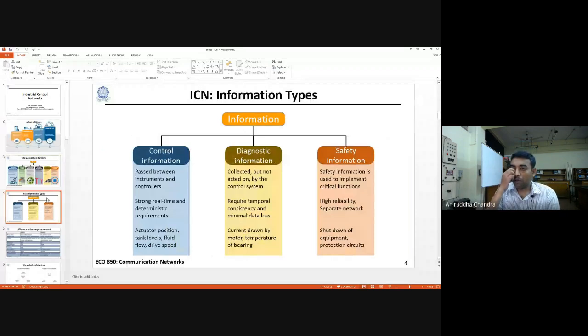Now, let me talk about the information that is passing through the industrial control networks. Well, we have generally 3 types of information. One is control information, the second one is diagnostic information, third one is safety information. Control information is about like the actuators and other things. Diagnostic is about the regular record of temperature and so on. And safety information are like the gas leakage and those kind of events.